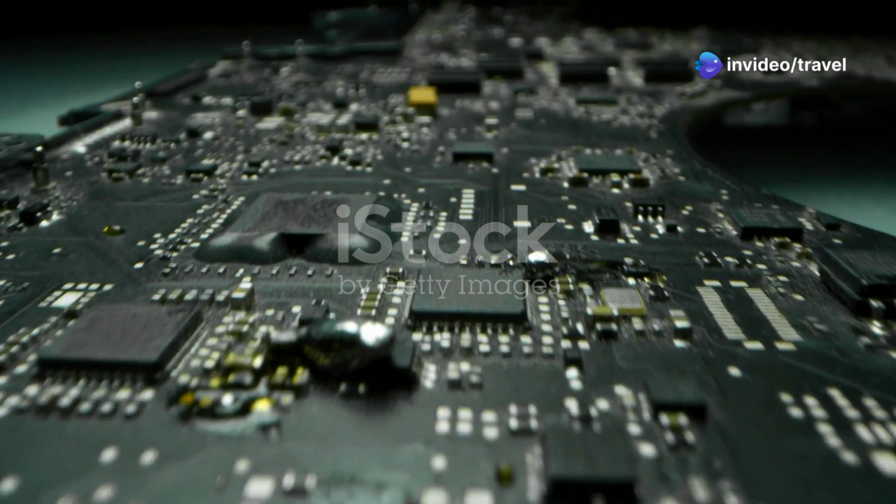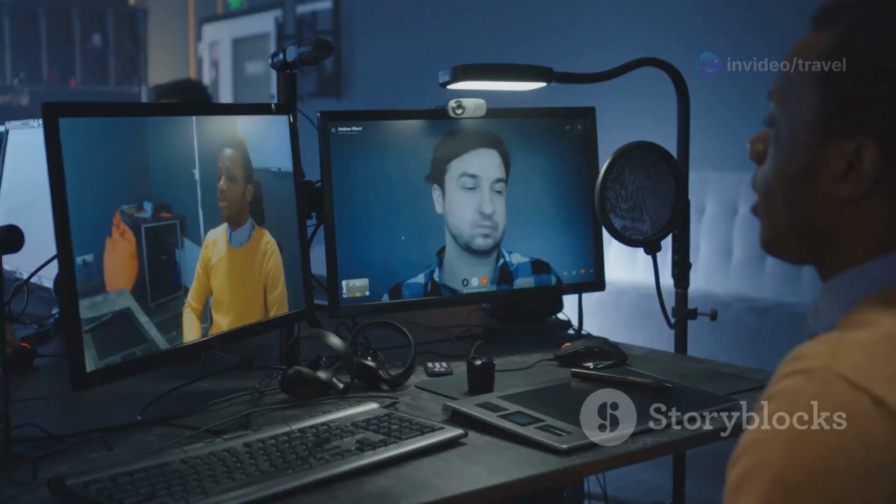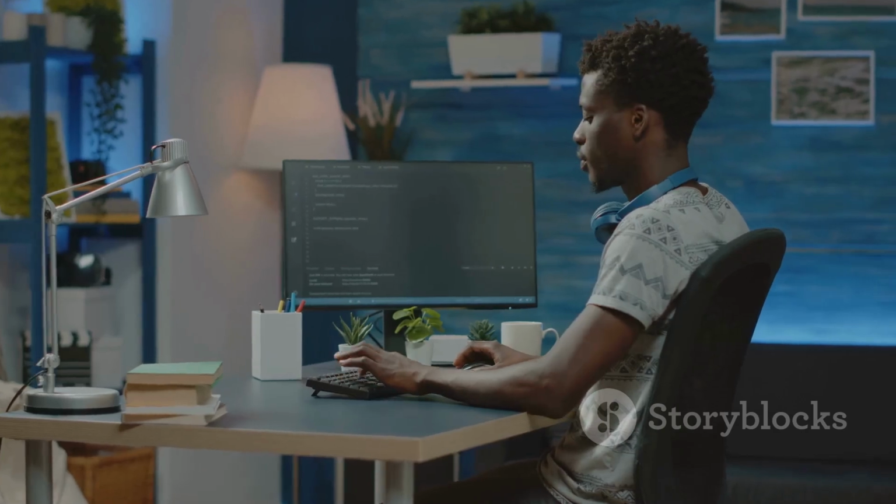Computers are amazing. They can do math problems faster than we can blink, play games with incredible graphics, and let us talk to people all over the world. But have you ever wondered how they actually work?